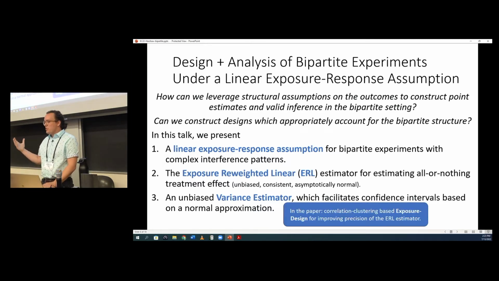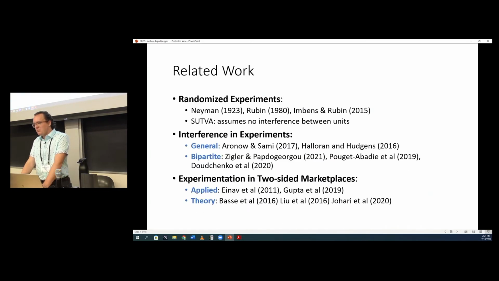And in the paper, we do some experiments, and we also suggest a correlation clustering-based design for improving the precision of the point estimator. And there's a lot of related work in randomized experiments. They typically assume there's no interference between the units. That is, my treatment does not affect your outcome. That's the SUTVA assumption. So there's a long line of work on interference in experiments that started maybe in 2013. I've only listed a few things here. And the bipartite case has been a special case in recent years.